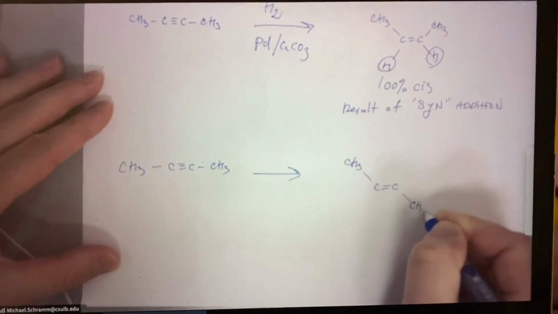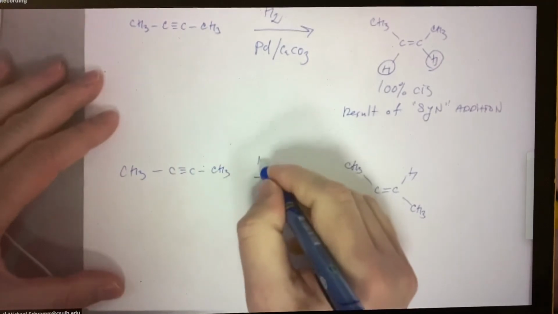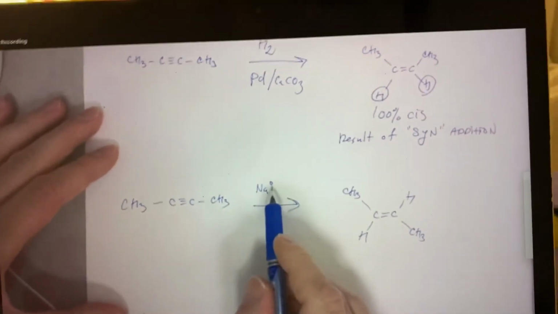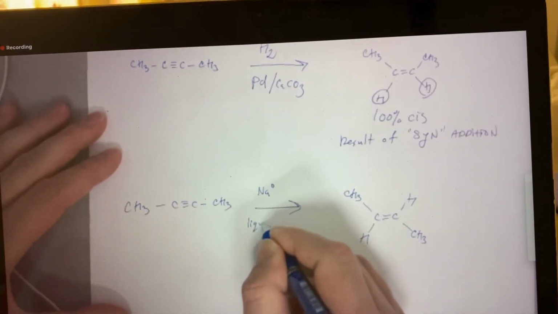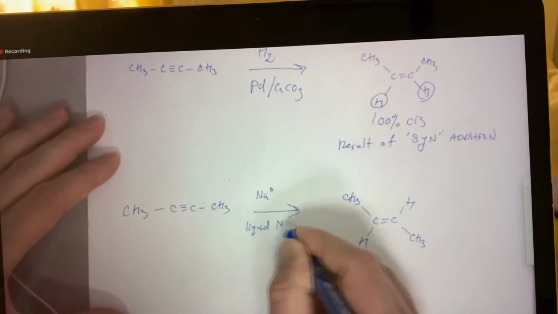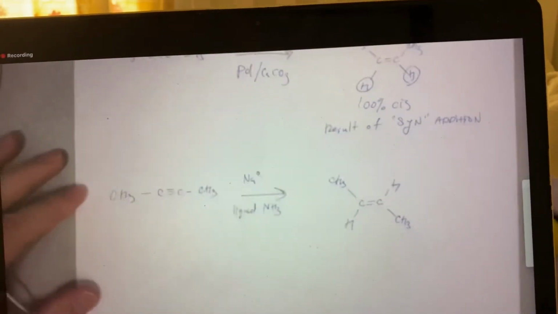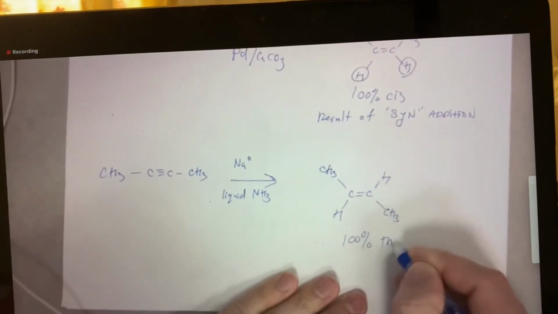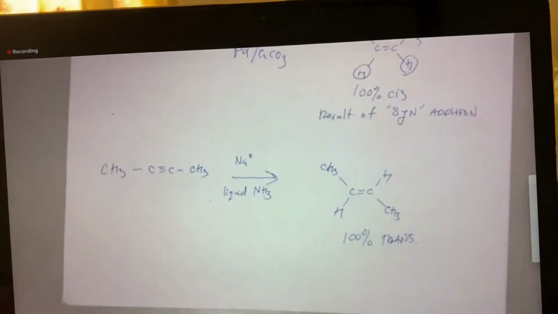It's very, very different. The mechanism is a radical reaction, and we're not going to go into it. But the conditions I need you to know are sodium metal, so this little zero means sodium metal, in liquid ammonia, which can reduce this to 100% trans stereochemical products.